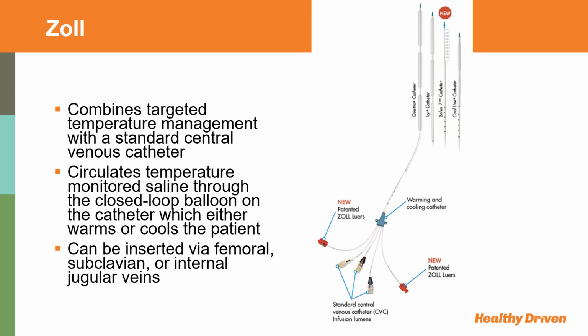So the Zoll combines targeted temperature management with a central venous catheter. It'll circulate temperature monitored saline through the closed loop balloon on the catheter, which either warms or cools the patient, and can be inserted via femoral, subclavian, or IJ. Typically, we are inserting it femorally, I would say primarily.